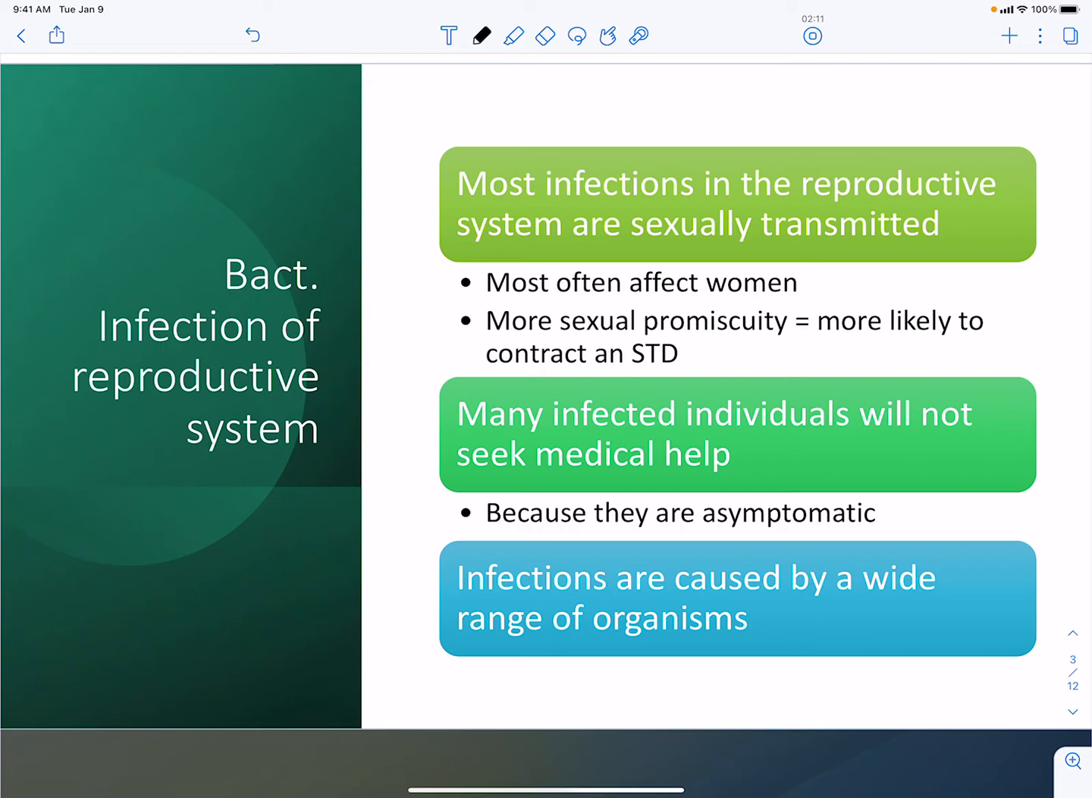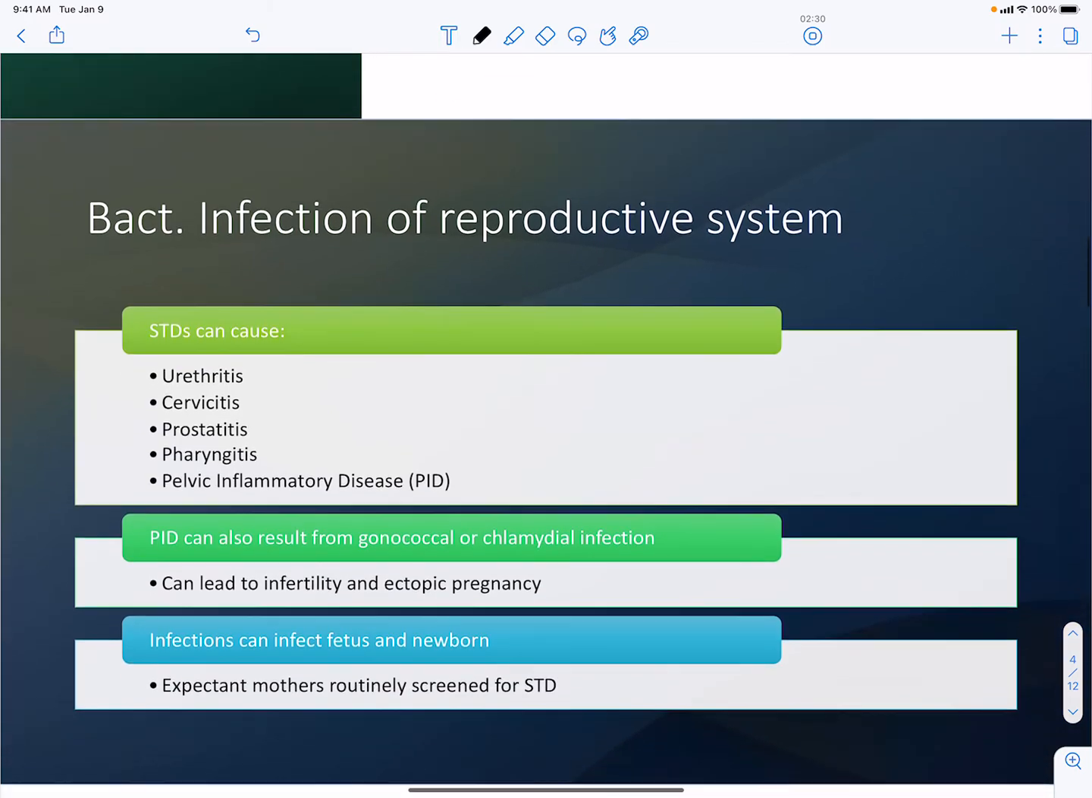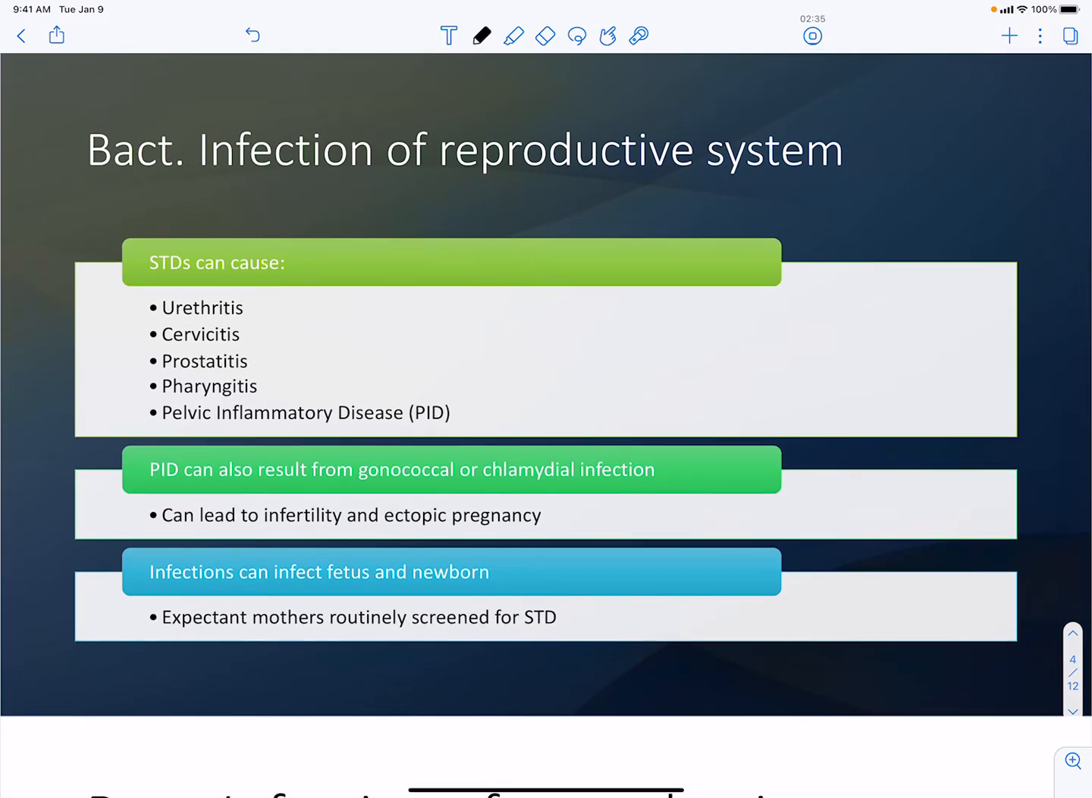A lot of times, because of the stigma associated with sexually transmitted diseases, many people will not go to their doctors and will not get medical help. And oftentimes people don't even know they are infected because many of these diseases are going to be asymptomatic. Our sexually transmitted diseases can cause arthritis, cervicitis, prostatitis, pharyngitis, as well as pelvic inflammatory disease. We're going to see that the most common causes of many of these diseases are a few organisms, and pelvic inflammatory disease is going to be primarily a gonococcal or chlamydial type of infection.